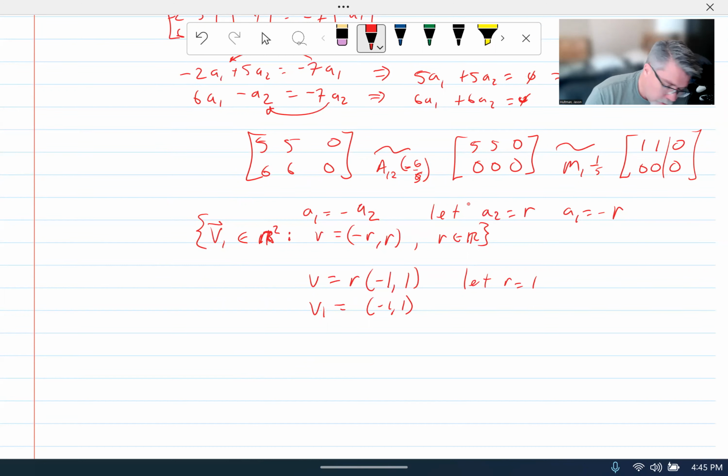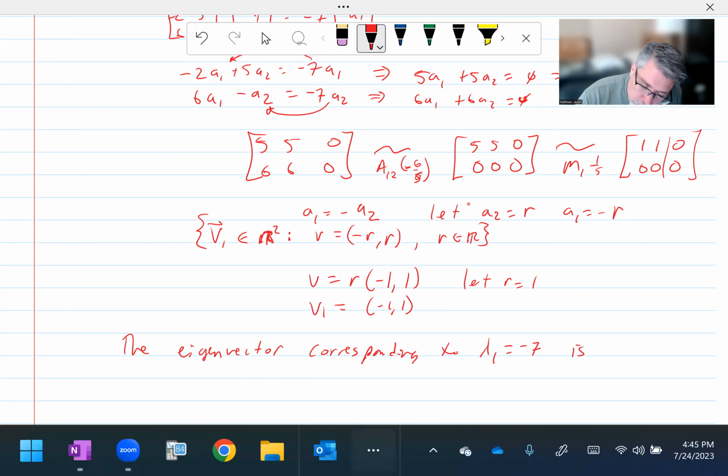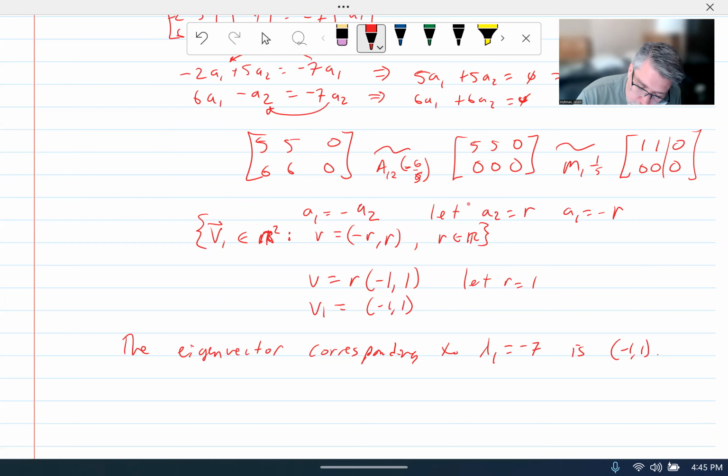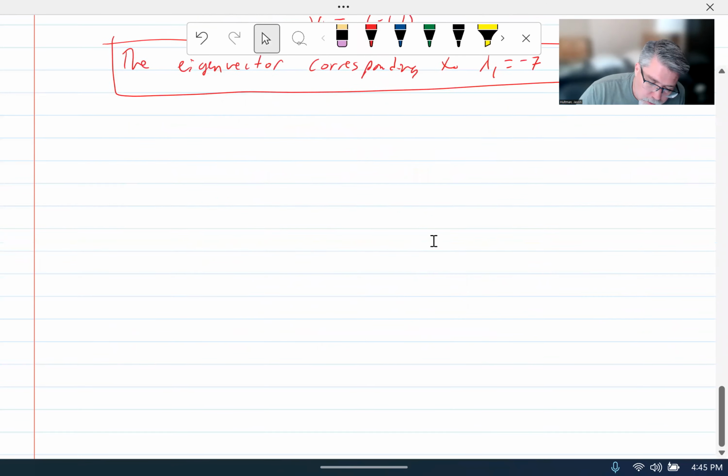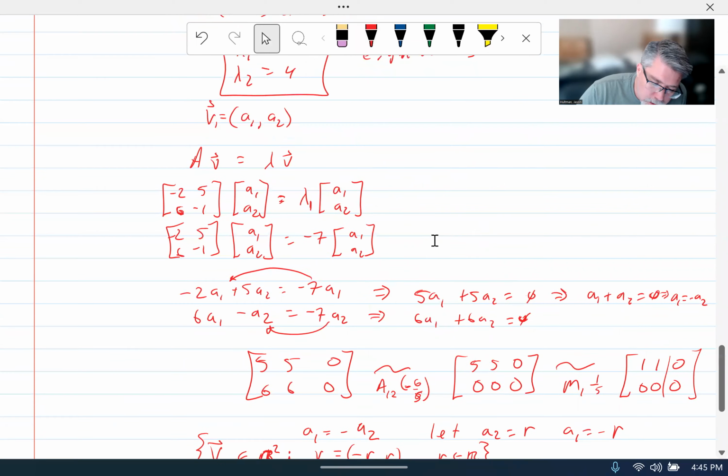This eigenvector corresponding to lambda 1 equal negative 7 is negative 1, 1. So that's the eigenvector and eigenvalue for that one. Let's do the next one here. The next one I might do a little bit differently.